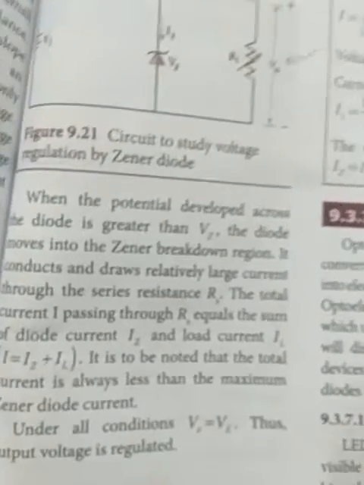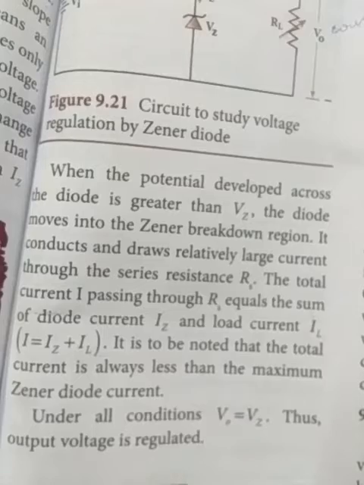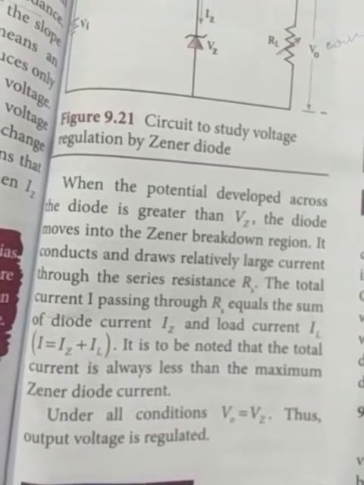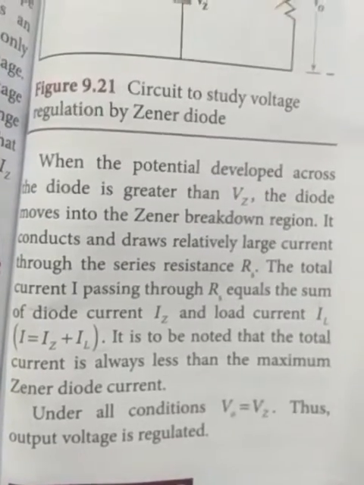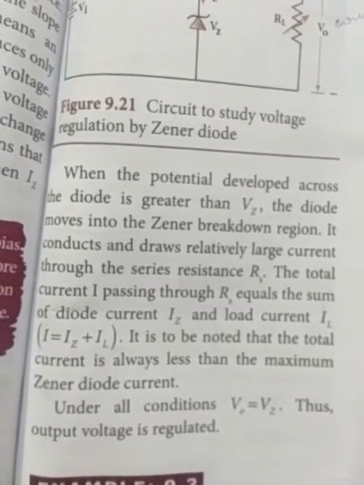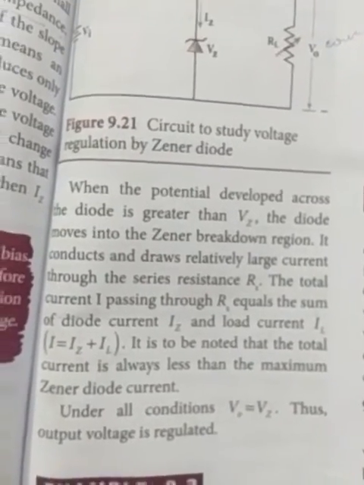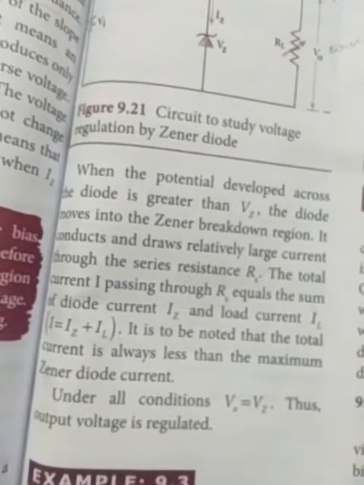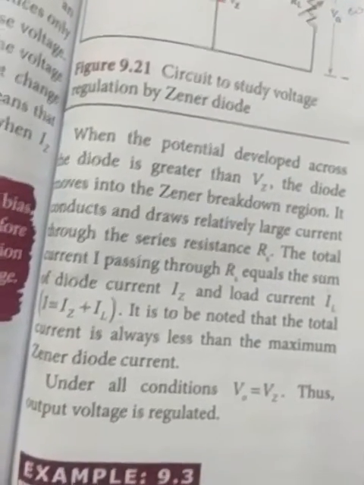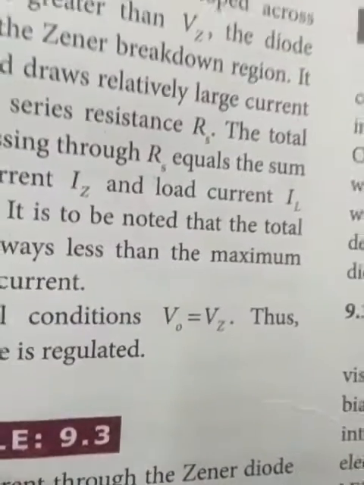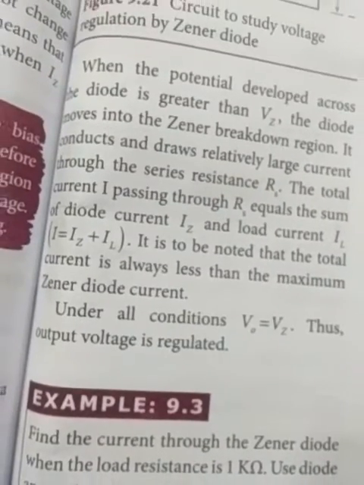The total current I passing through R equals the sum of the diode current Iz and the load current IL. So I equals Iz plus IL: Zener current plus load current. It is to be noted that the total current is always less than the maximum Zener diode current. Under all conditions, V0 equals Vz; that is, the output voltage is regulated.